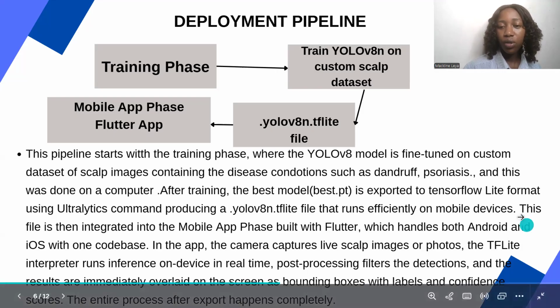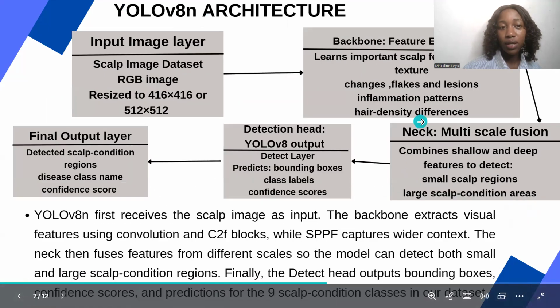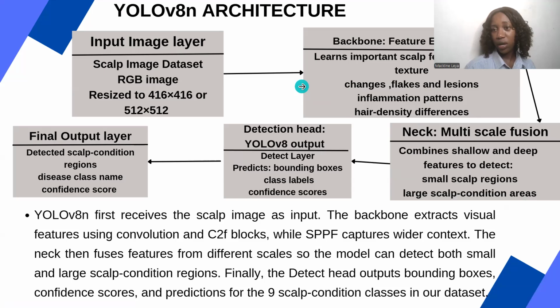So looking at the deployment pipeline, we also had the YOLO architecture. We know that YOLO undergoes only one stage, it only looks once. So as we are training, the model just looks at the given image, and afterwards it gives a prediction immediately. So here you input the image. We have the input layer whereby, in our case, you can get a camera and take a picture of the scalp. After that, that will be the input layer. That's the first layer.